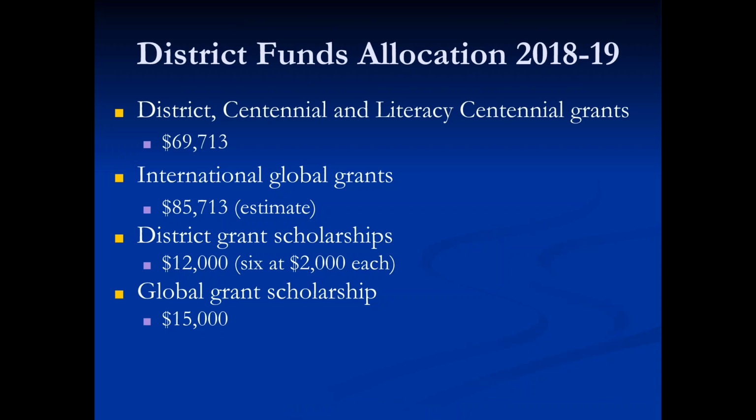So let me also talk a little bit about the allocation of funds for 2018-19. We have a little bit less funding this year than we did last year. I would say about $10,000 less. For district, centennial, and literacy centennial grants, the total is $69,713. For international global grants, we have $85,715. $12,000 are allocated for the six $2,000 district grant scholarships, and $15,000 has been allocated for another global grant scholarship this year.